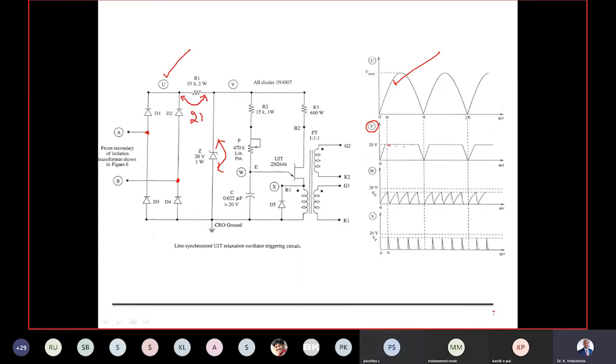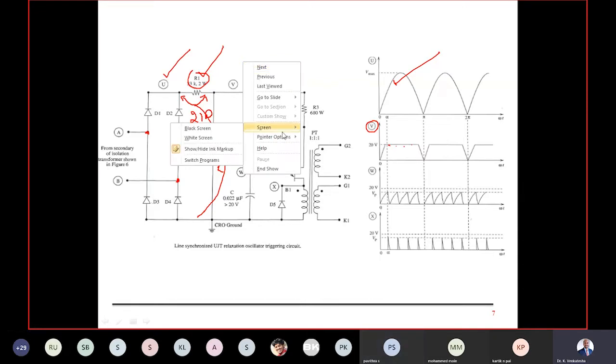This is a viva question. Why is the resistance there? They will ask you. This is just to balance the voltage across this particular loop, wherein 20 volts is dropped across the Zener, and the remaining voltage will be available across the resistance. This is for balancing the voltage, right?